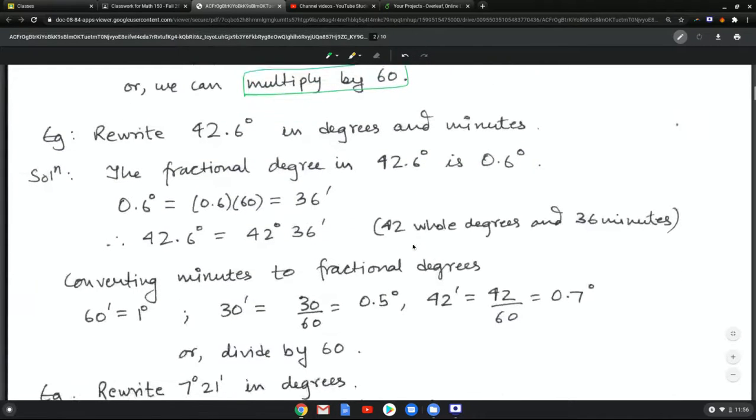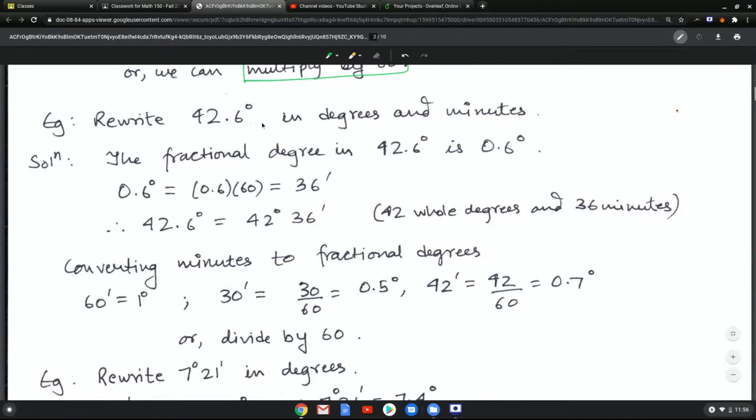Let's look at an example. Rewrite 42.6 degrees in degrees and minutes. The fractional degree in 42.6 is 0.6 degree. Why? Because 42.6 equals 42 plus 0.6. 0.6 degrees would be 0.6 times 60, which is 36 minutes. So I can write 42.6 degrees as 42 degrees 36 minutes, or 42 whole degrees and 36 minutes.